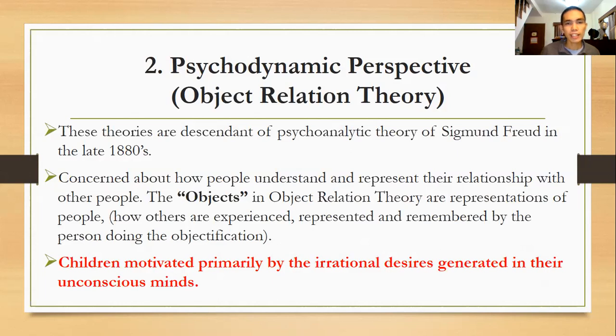Okay, let's go to the psychodynamic perspective, or object relation theory. These theories are descendants of the psychoanalytic theory of Sigmund Freud in the late 1800s, concerned with how people understand and represent their relationship with other people. The objects in object relation theory are representations of people: how others are experienced, represented, and remembered by the person doing the objectification. Children are motivated primarily by irrational desires generated in their unconscious mind.